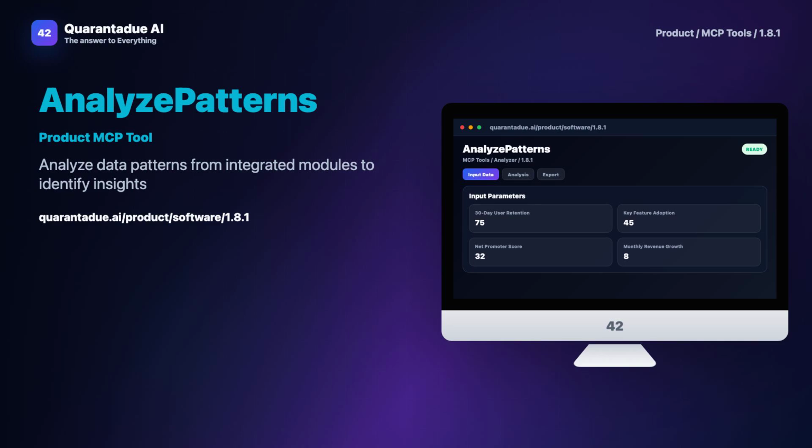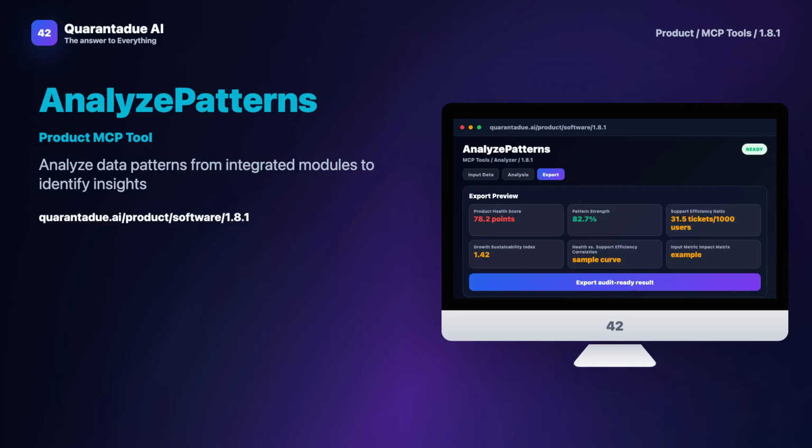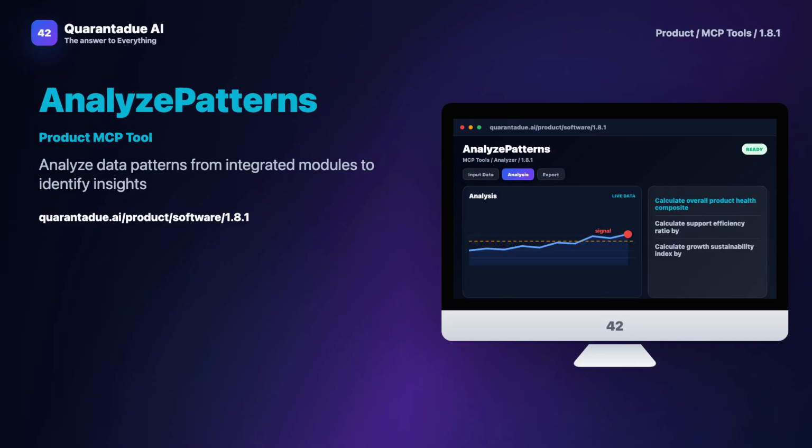In the product industry, there's a controversial truth. Most teams are drowning in data but starving for insights. They collect user behavior, sales trends, and feature adoption metrics, but connecting these dots to form a coherent strategy is where they fail. Today, I'll show you how to overcome this by leveraging advanced pattern analysis.